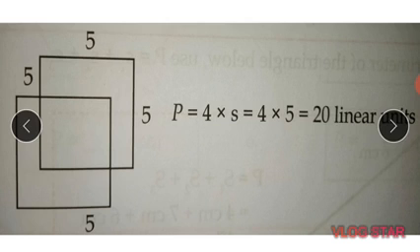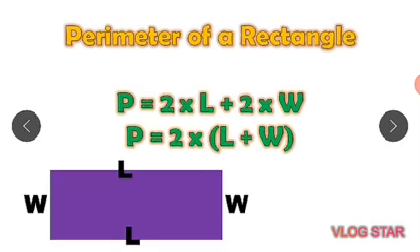What if the perimeter is given and we are looking for the value of s? What are you going to do? Since the perimeter is given and you are looking for the length of the side, just divide the perimeter by 4.